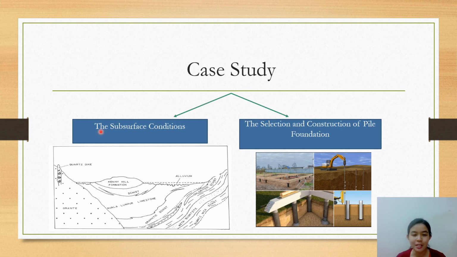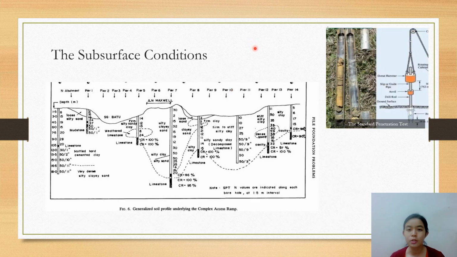As you can see here, this is the strata of the soil in the area, and these are example pictures where we need to find a suitable pile in order to construct in that area. In this subsurface investigation, a total of 10 boreholes were drilled at a range of 15.2 to 45.7 meters. This figure shows the generalized boreholes that penetrate the soil in the area. In order to penetrate a much harder strata, a standard penetration test was used.